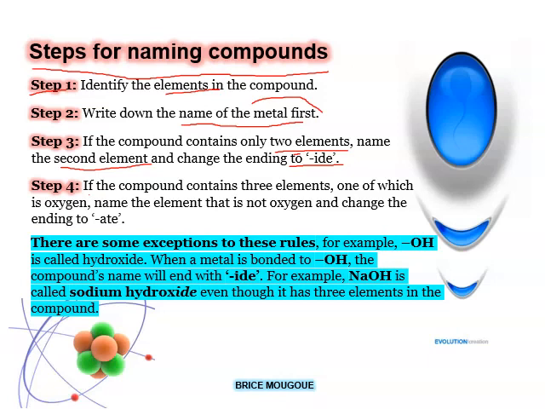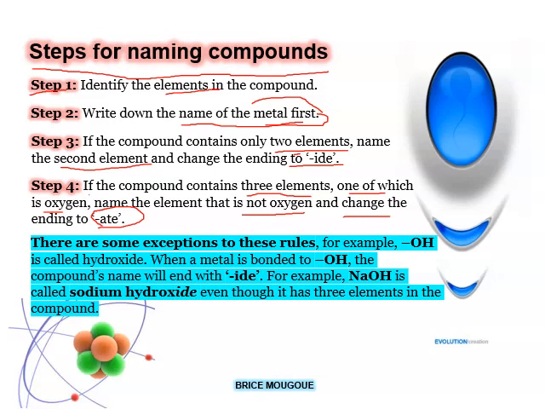Again, if the compound contains this time 3 elements, and if one of these elements is oxygen, then we name the element which is not oxygen after we've named the metal first. We name the element which is not oxygen, and we change the ending to "ate" to say that this compound actually contains oxygen, although we didn't name oxygen. The "ate" there points out that oxygen is existent in the compound. So for example, we'll have sodium bicarbonate.